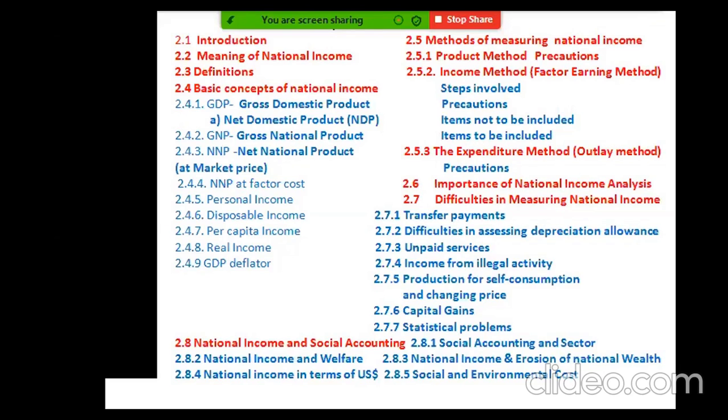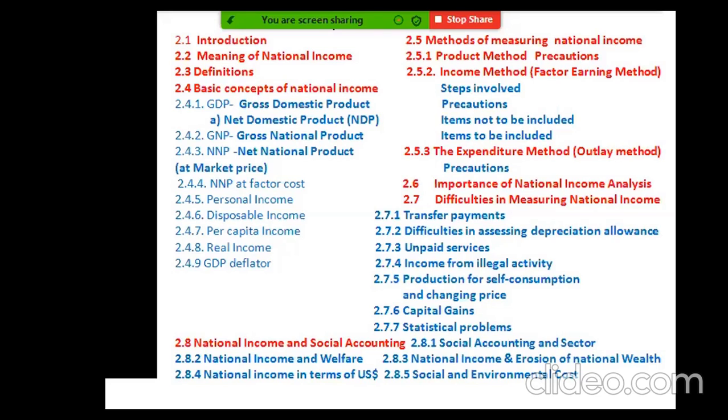Under the 2.4 heading, we have further subheadings. They are GDP, that is gross domestic product, and net domestic product, GNP, gross national product, NNP, net national product at market price, and the same NNP at factor price, that is factor cost. Next is personal income. Next, disposable income and per capita income, real income, GDP deflator.